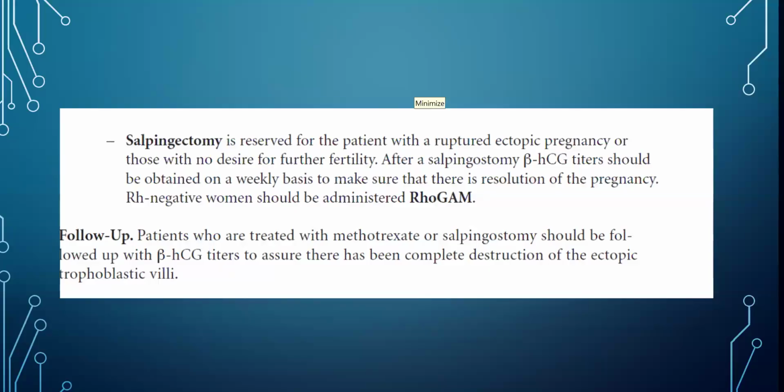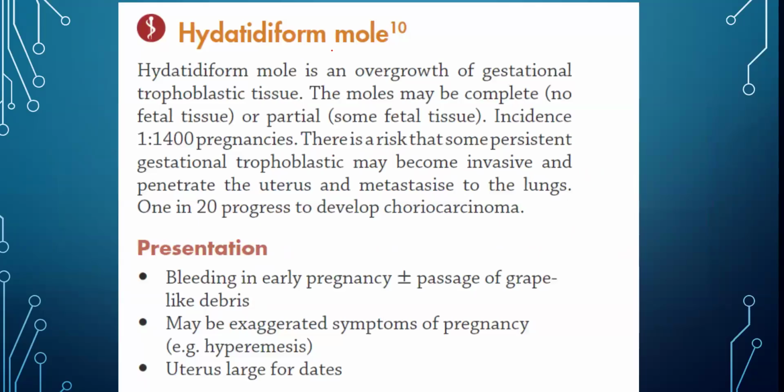So how much beta HCG has to be to confirm that it is ectopic pregnancy by an ultrasound? 2000. Very good. Yes. So if you can answer that, then you are good. Okay. So moving on to molar pregnancy.